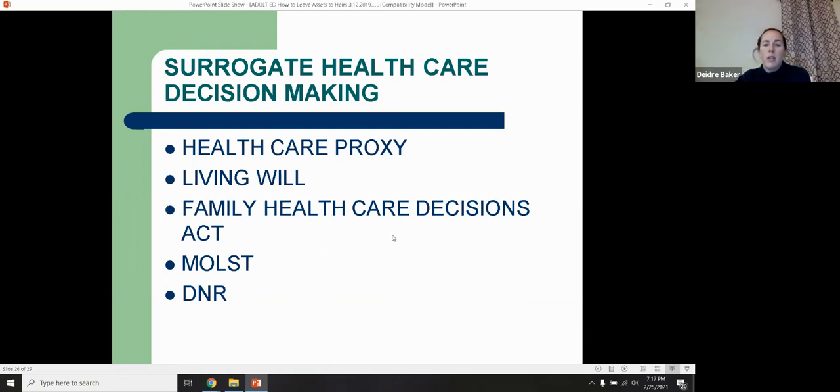So these are the basic ways that a third party can make a medical decision on your behalf if you're unable to. So the most common way is something called a healthcare proxy, which I encourage all adults to have. If you don't have a healthcare proxy, please email me and I will send you a blank form with instructions on how to do it at no charge. It's really important that every adult have one.